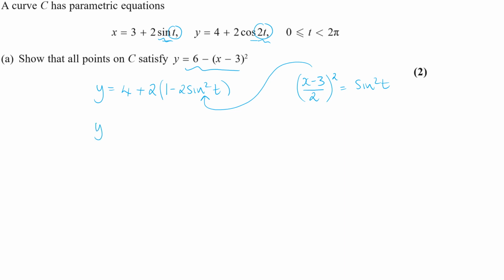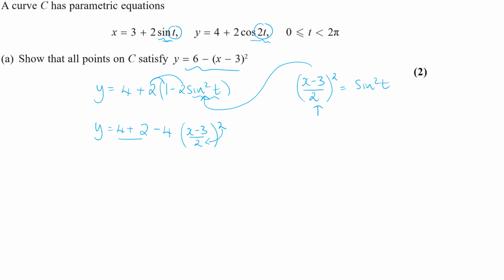So y will be 4 plus, multiplying this 2 in, we're going to get 2 minus 4, and instead of sine squared t, I'm now going to put what I know it's worth from my x equation, which is x minus 3 all over 2 all squared. Now if I square that 2 on the bottom, that will make 4, which will cancel with that 4 there.